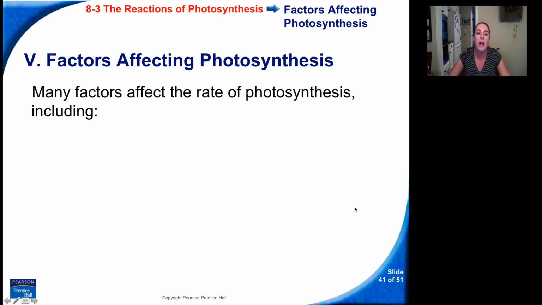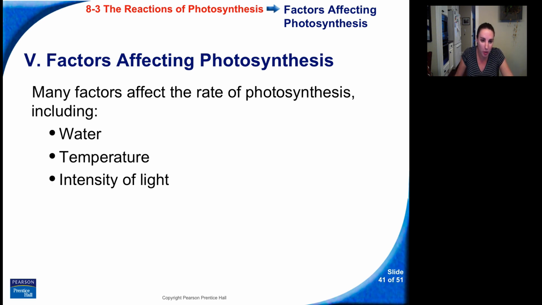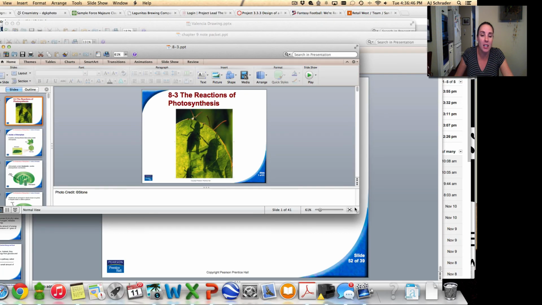So there are a couple factors that affect photosynthesis. Specifically, the rate of photosynthesis depends on the amount of water, the temperature, and the intensity of light. So those 3 things affect how photosynthesis works. It also affects the life of your plant. If you're not watering your plant, or it's not getting enough sunlight, it can't make the sugars and other compounds needed for survival.